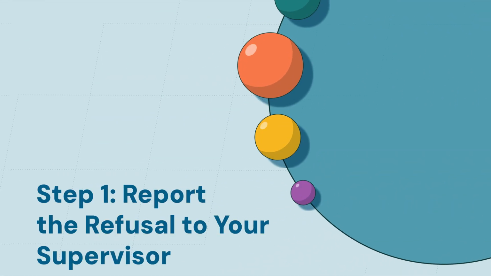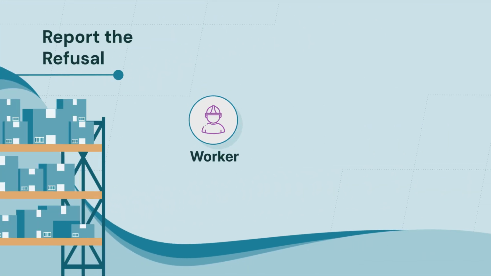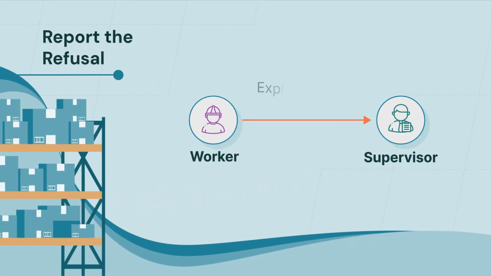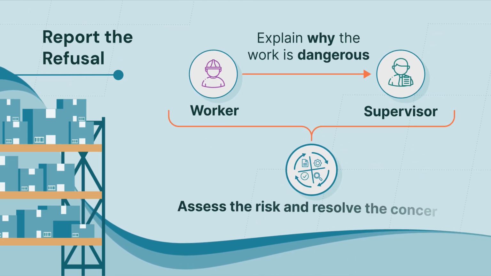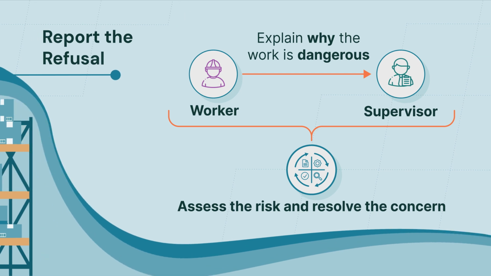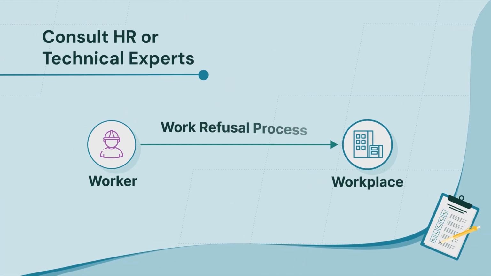Step 1. Report the refusal to your supervisor. Workers must report the work refusal to their supervisor and explain why they believe the work is dangerous. The supervisor and worker must work together to assess the risk and resolve the concern. The worker is required to remain at the workplace during the work refusal process.